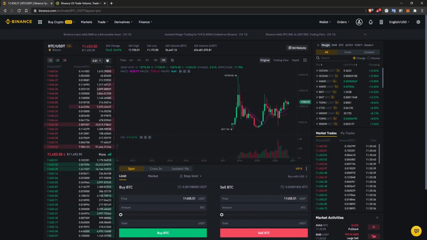But first, let me tell you what trading means. Trading means basically you are buying an asset, a cryptocurrency, low, and you are selling it high. And that's the simplest way of explaining it. Buy low, sell high. Buy Bitcoin at $10,000, sell it at $11,000. In this process, you'll make a profit.